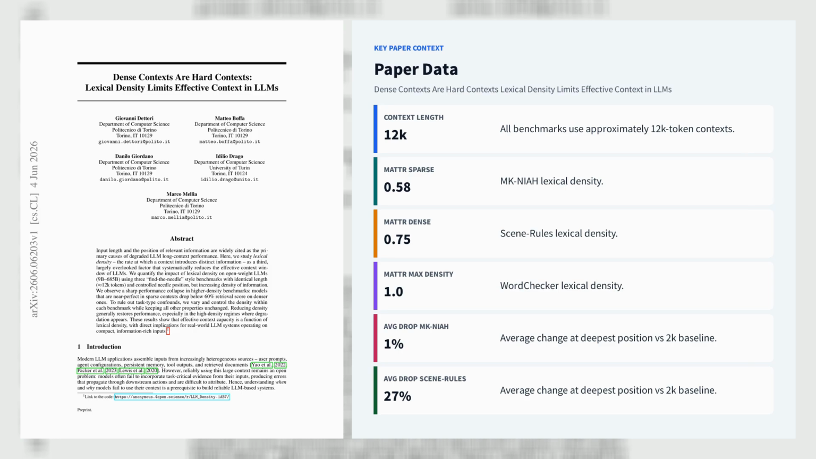At the deepest positions, average accuracy changes by plus 1% on MK-NIAH, 27% on scene rules, and 31% on word checker relative to the 2K token baseline, and within benchmark sparsification recovers performance by up to 24% on scene rules and 30% on word checker. The failure mode is model specific under high density.